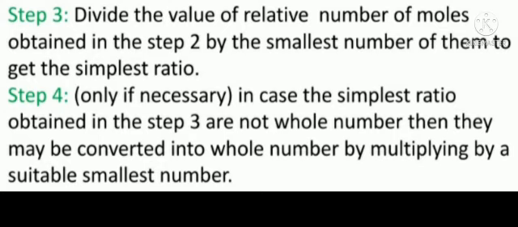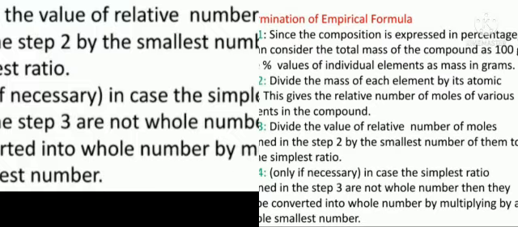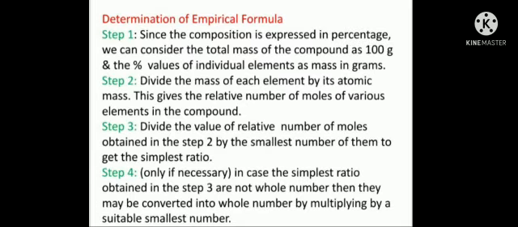If we are not getting the simplest ratio in step 3, we have to use step 4. In case the simplest ratio obtained in step 3 is not a whole number, then it may be converted into a whole number by multiplying by a suitable smallest number. Again, I repeat, if we are not getting a whole number in step 3, it may be converted into a whole number by multiplying by a suitable smallest number. It should be given in step 4. Hence, these are all the 4 steps involved in determination of empirical formula. Hence, we completed the topic determination of empirical formula from given elemental data.